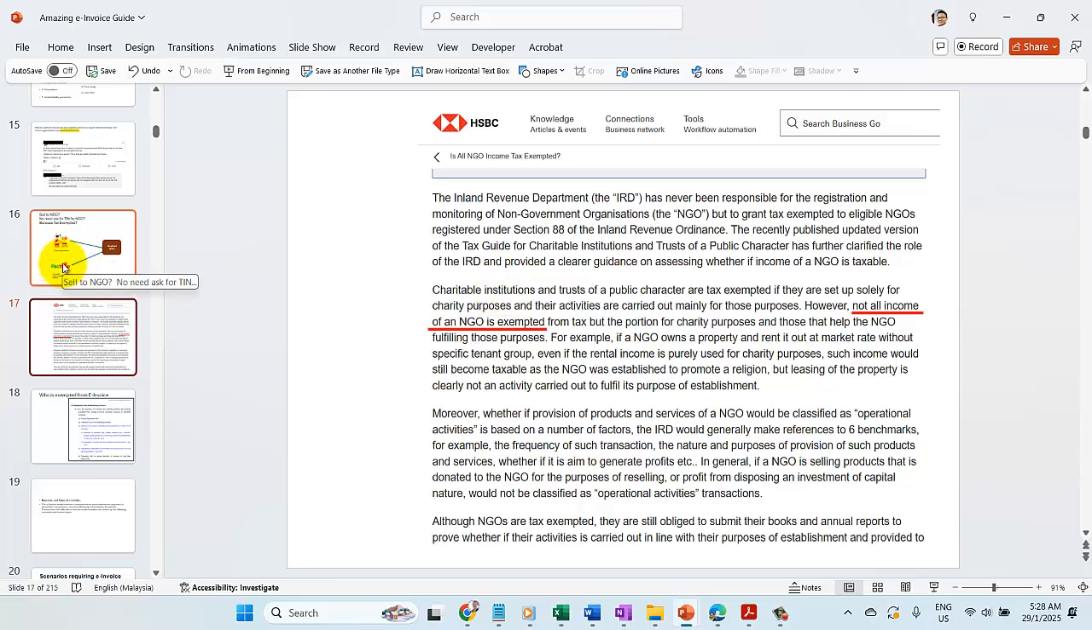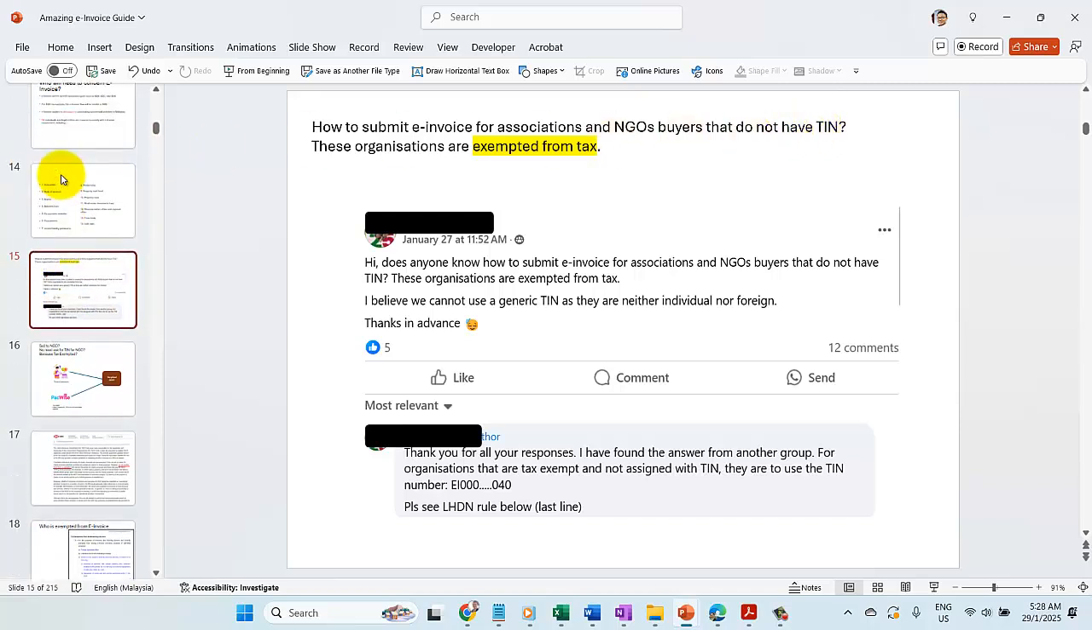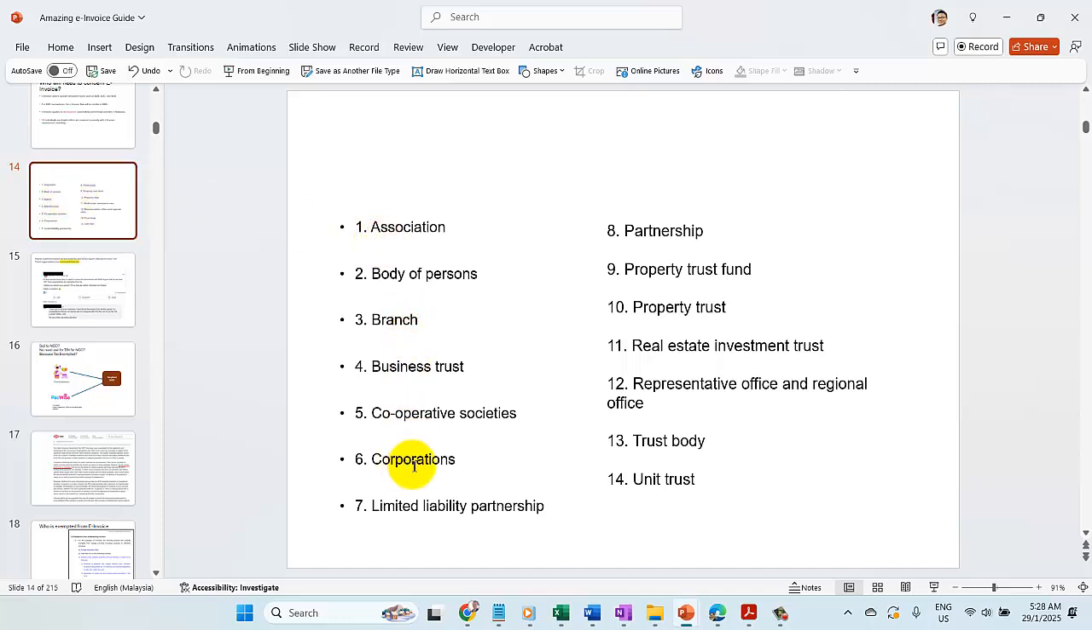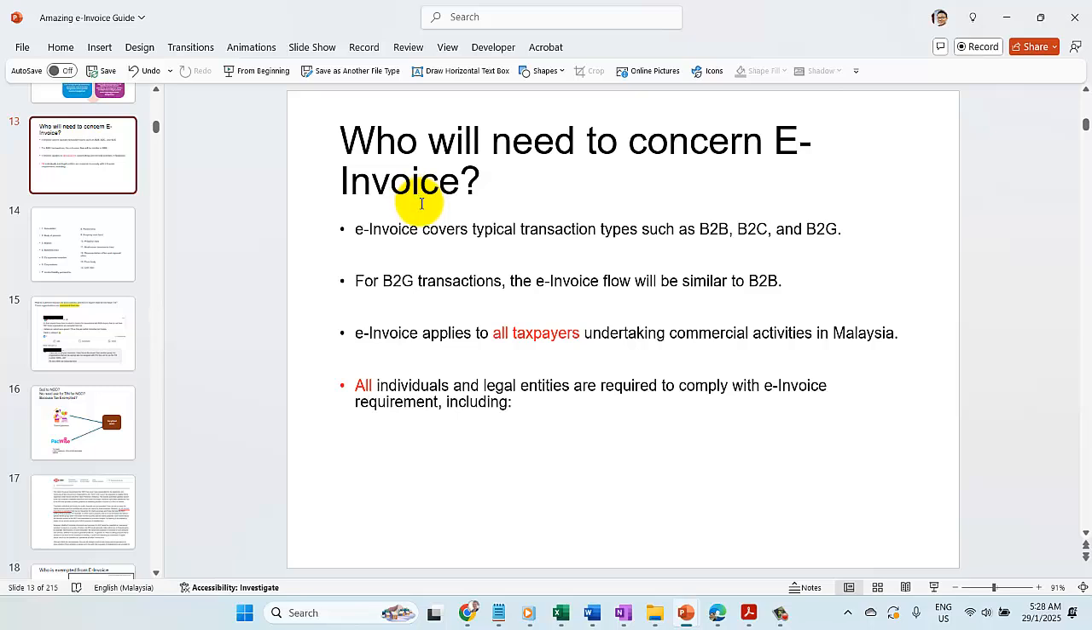So that comes back to the question just now. Just because NGO buyers are not fully exempted from tax doesn't mean that they do not have TIN, because they fall under trust bodies, or NGOs. These are who will need to be concerned about e-invoice, because it covers B2B, B2C, B2G. So it actually covers all taxpayers.